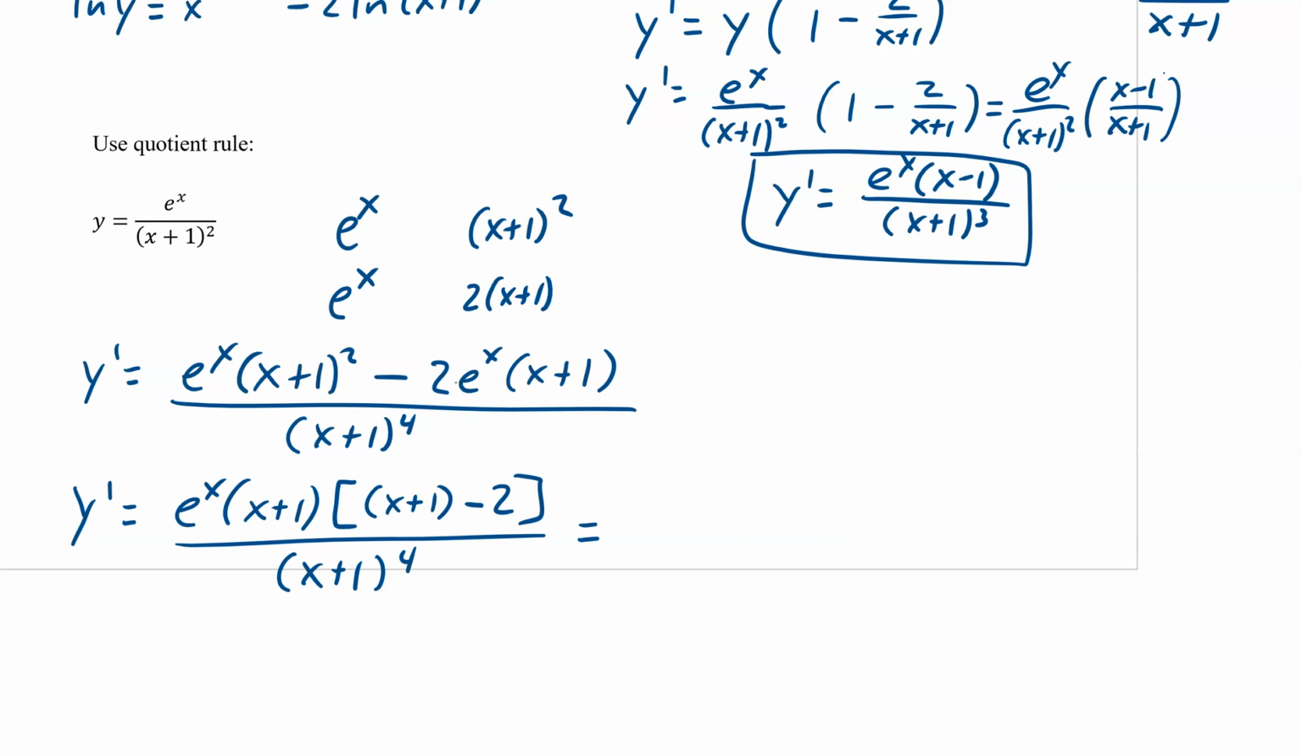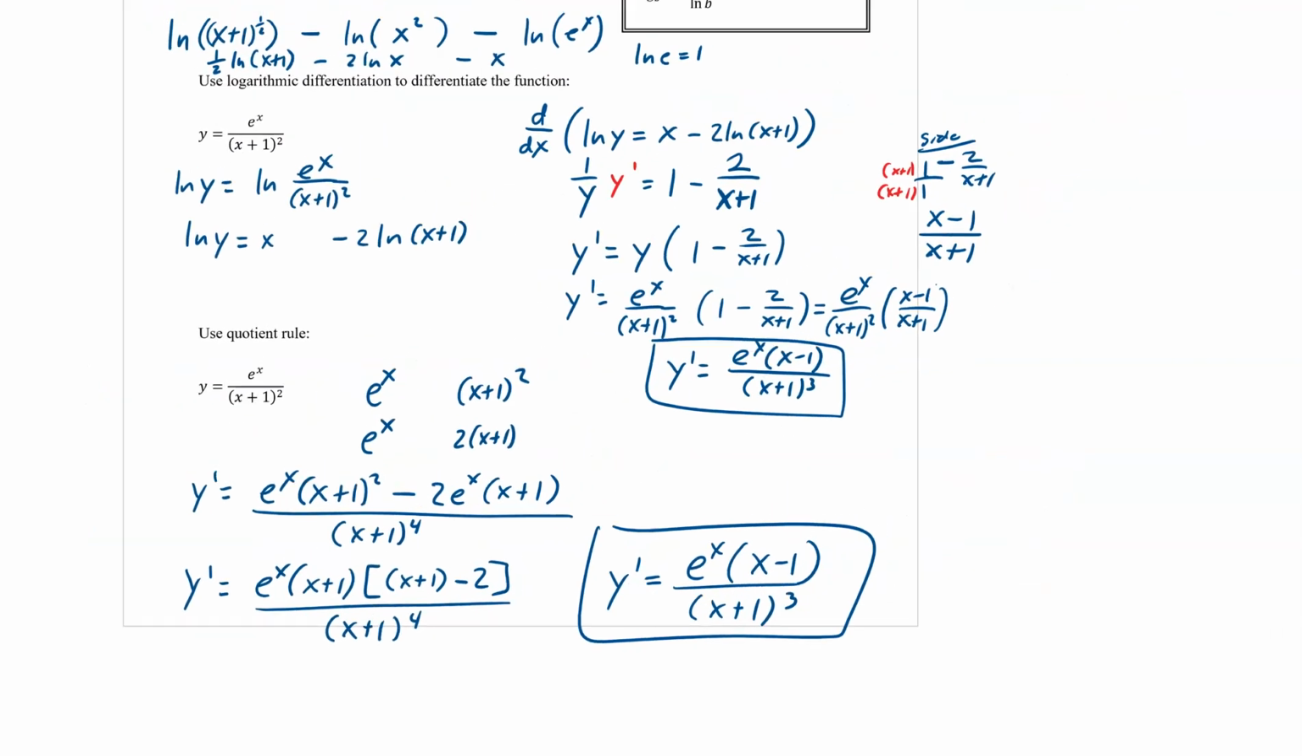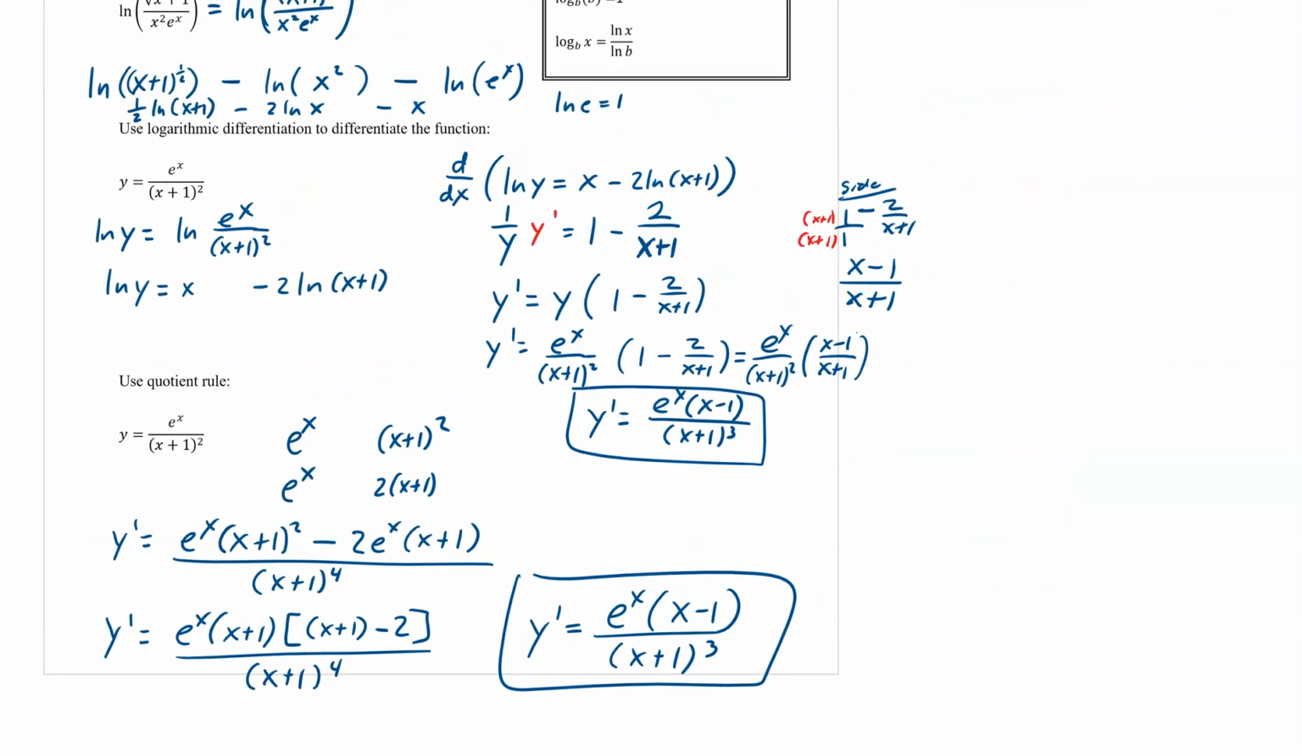So now if we do a little simplifying, that x plus 1 cancels one of those. We end up with y prime equals e to the x, and then x minus 1 over x plus 1 cubed. You can see they're the same. So both methods work. It's just something nice to have in your toolkit.